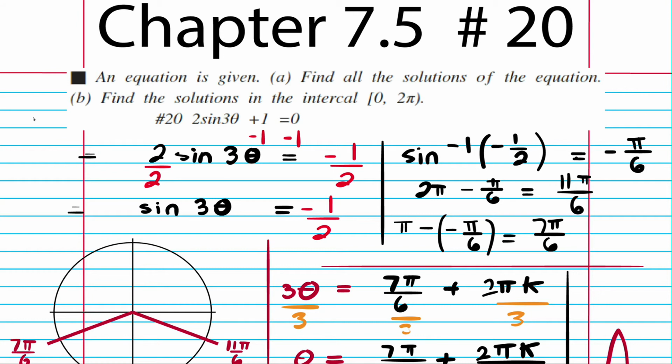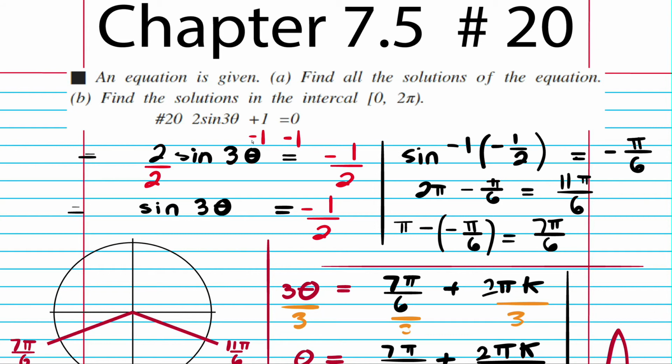Okay, so today we will begin by solving chapter 7.5, and this will be number 20. The problem for chapter 7.5, number 20 is listed right here as an equation is given. A, find all the solutions of the equation, and B, find the solutions in the interval 0 to 2 pi. So the equation is given right here, 2 sine 3 theta plus 1 equals 0.